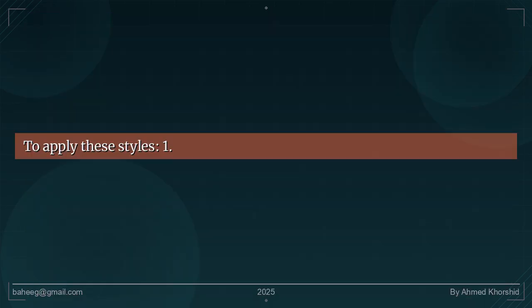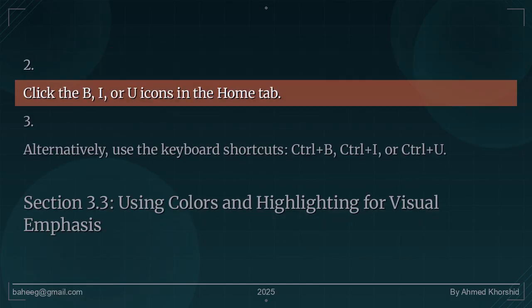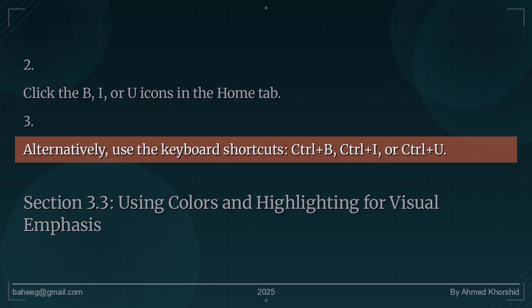To apply these styles: 1. Select your text. 2. Click the B, I, or U icons in the Home tab. 3. Alternatively, use the keyboard shortcuts, Ctrl+B, Ctrl+I, or Ctrl+U.